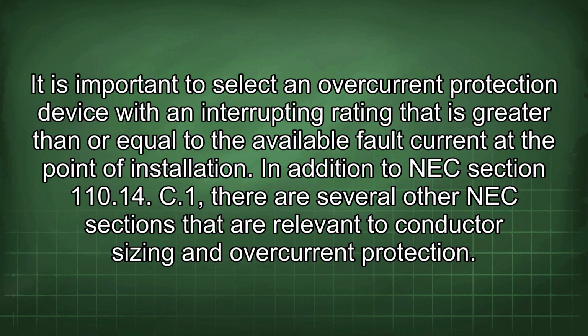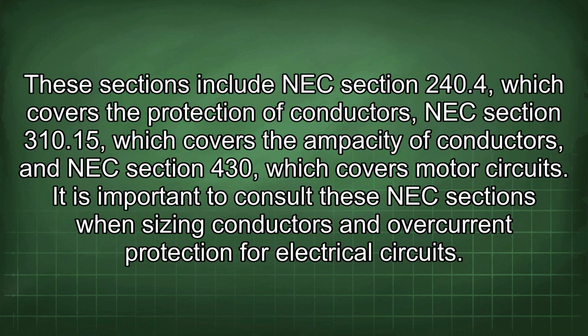In addition to NEC Section 110.14 C1, there are several other NEC sections that are relevant to conductor sizing and overcurrent protection. These sections include NEC Section 240.4, which covers the protection of conductors, NEC Section 310.15, which covers the ampacity of conductors, and NEC Section 430, which covers motor circuits. It is important to consult these NEC sections when sizing conductors and overcurrent protection for electrical circuits.